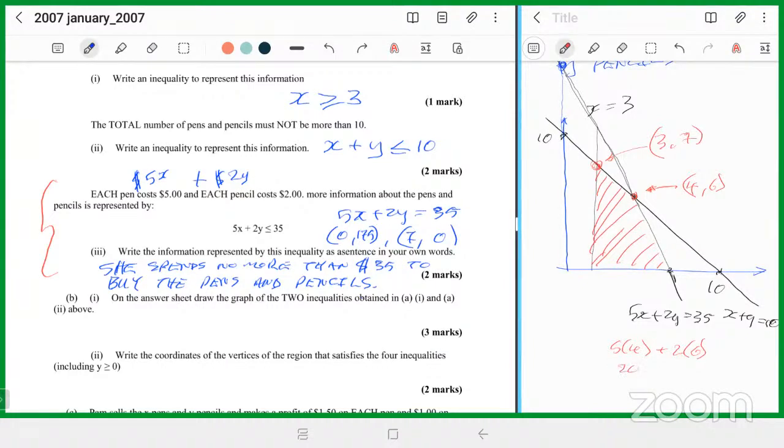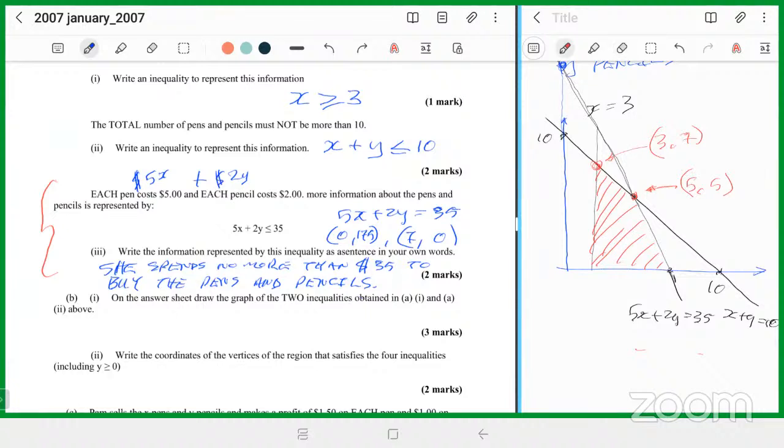Let's try 5, 5. If it is 5, 5, it would be 5 times 5 plus 2 times 5. This will be 35, yes. So this point is 5, 5 actually. Quick and fast. So that point will be 5, 5.